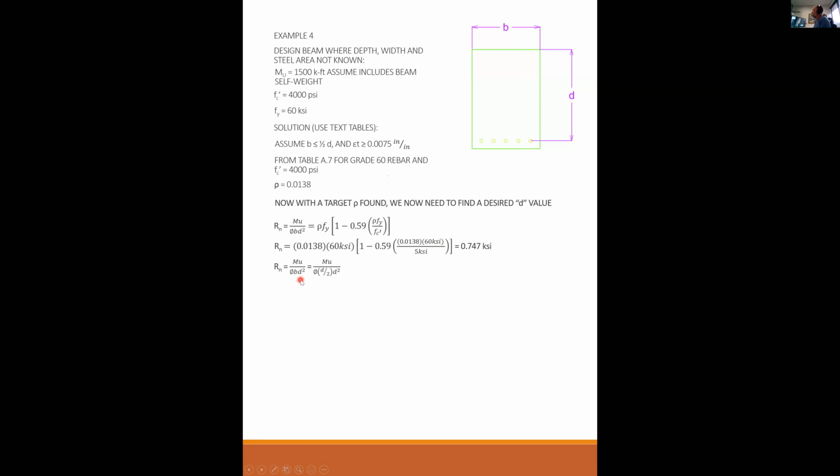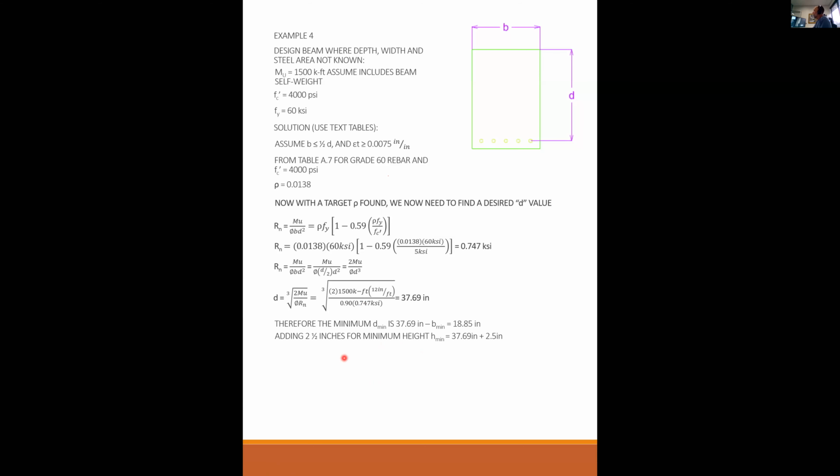what I did here is I substituted B with D over 2. So that gives me 2 mu phi D cubed. And then I solve for D, and that gives me the cubic root of 2 mu over phi Rn. I plug in my values, 2, 1500, 12 inches per foot. Phi is 0.9, 747. I get 37.69 inches. Therefore, the minimum D is 37.69 inches. So half of that is 18.85 inches for B.